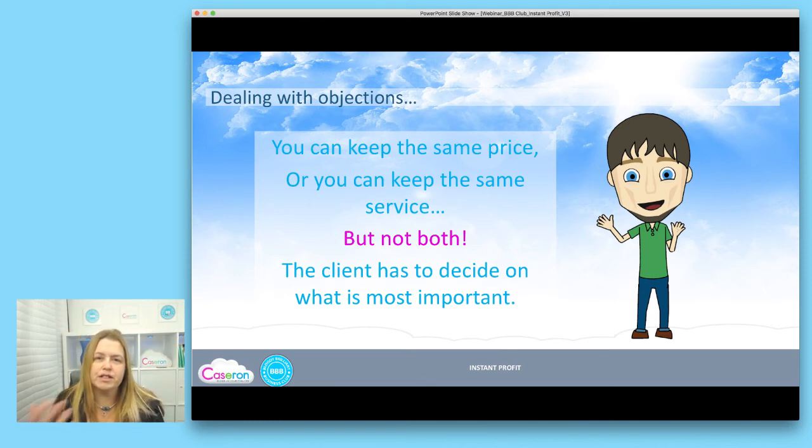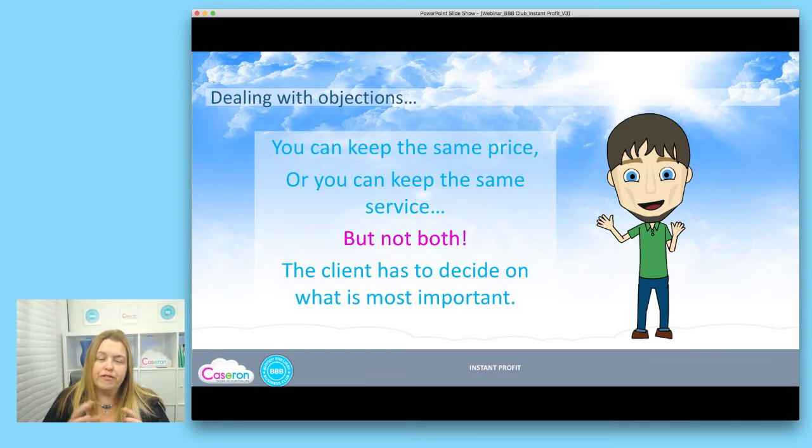So it's the same price, the same service, but not necessarily both, because it's just not congruent with each other. So the client has to decide on what is most important. If they want to carry on paying the same price and they don't want to pay for the additional services or the scope that has crept, then you have to cut some of the things that you're delivering out if you want to protect your margins.